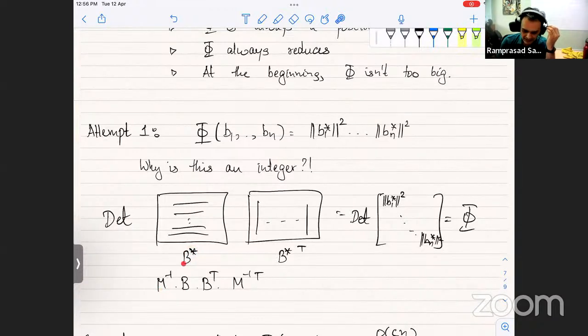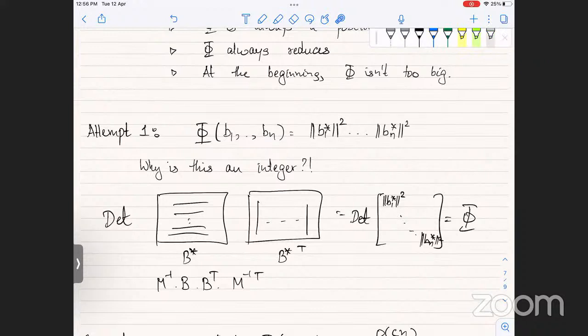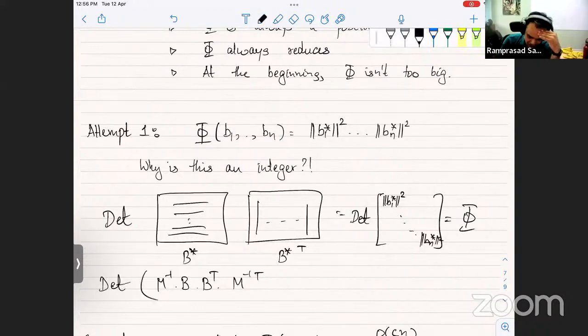So therefore, I can write B star in terms of M inverse. But what do I know about these matrices M? They were lower triangular matrices that had 1s on the diagonal, so they have determinant equal to 1. Doesn't matter, when you are taking the determinant, they will cancel out. So the determinant of this is equal to the determinant of BB transpose.